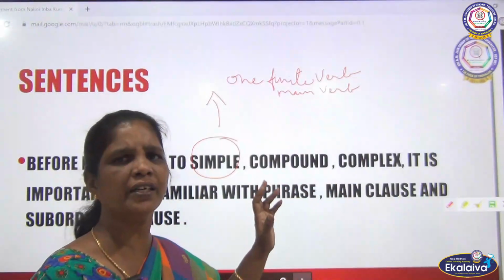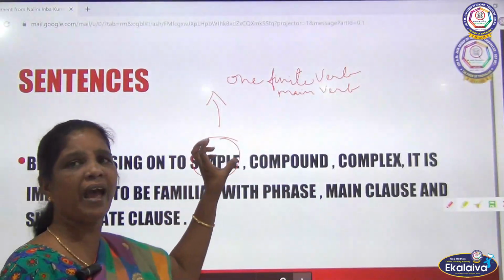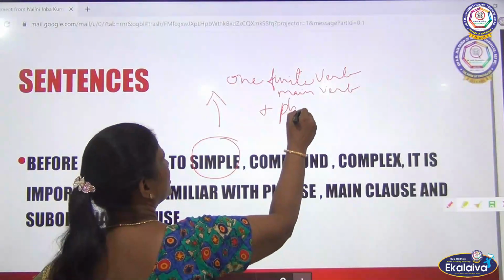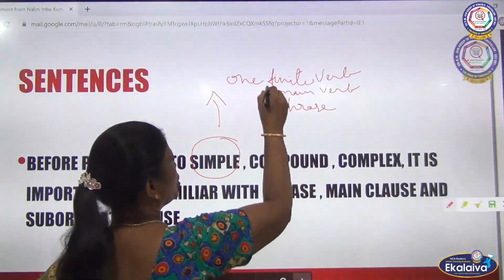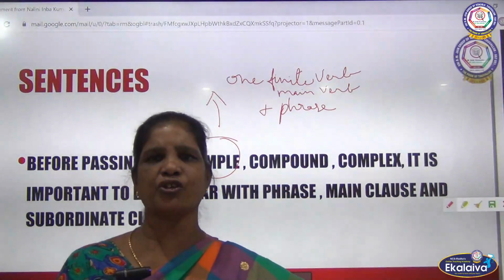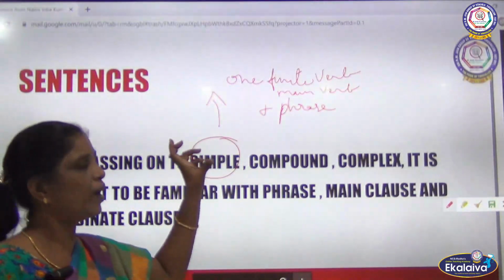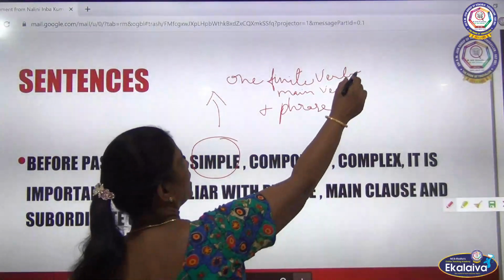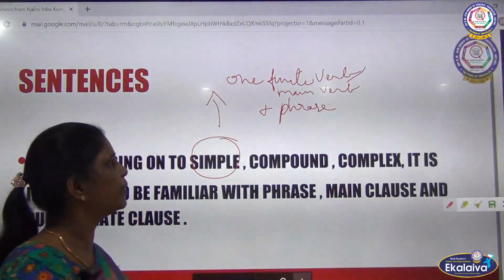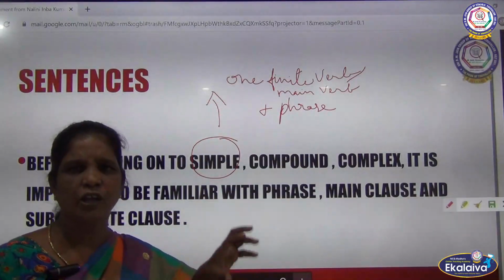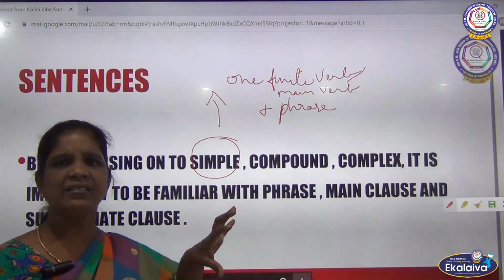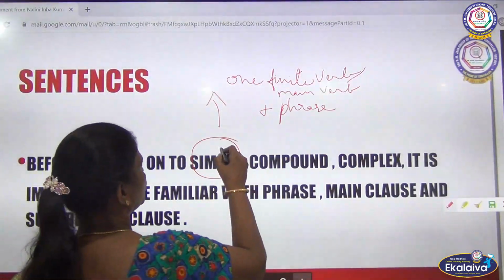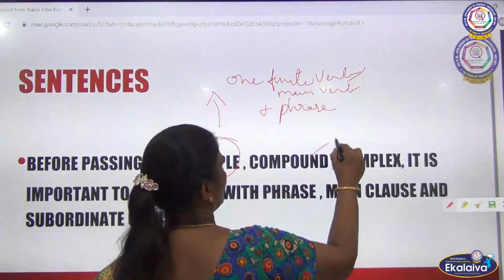So now you are clear with the finite verb. So the simple sentence will have one finite verb and it will have a phrase with that. So that is the structure of the simple sentence. We will have one finite verb or main verb, otherwise known as main verb, plus you will have a phrase. You will have a sentence and in that, extra words will be there as a phrase. It is very clear to you. So this is the structure of a simple sentence.